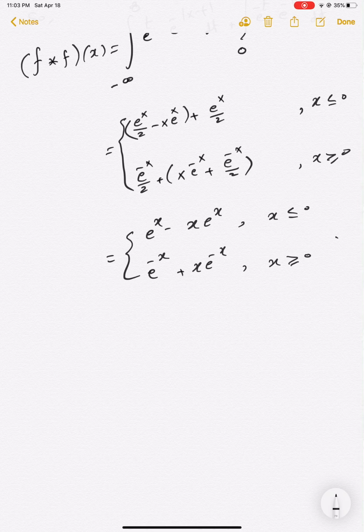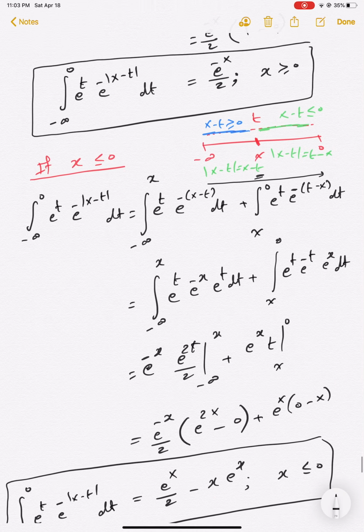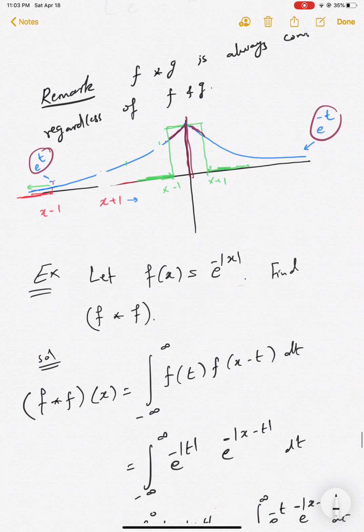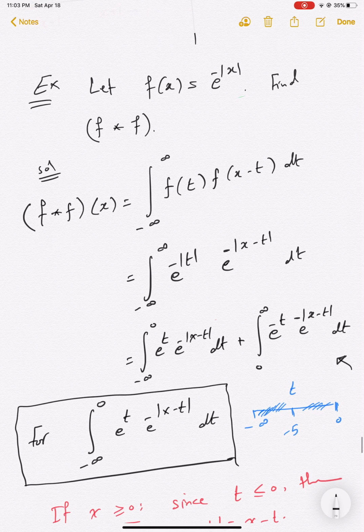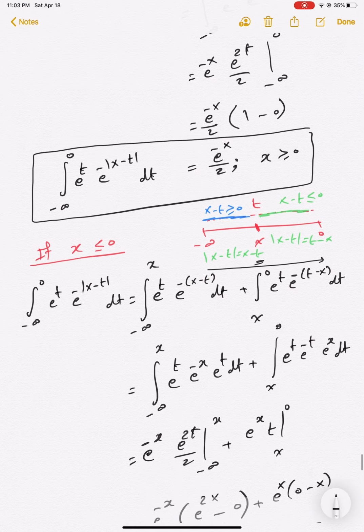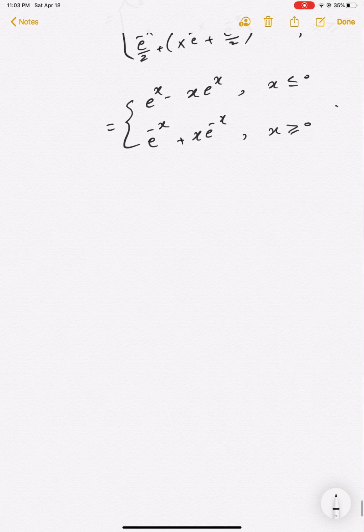And now, as I promised in the beginning of the example, I want to show you for this particular function, e to the minus absolute value of x, the convolution with the same function. I want to show you the graphics behind all these cases. We did kind of 4 cases, let's say. So let's see all the graphics.